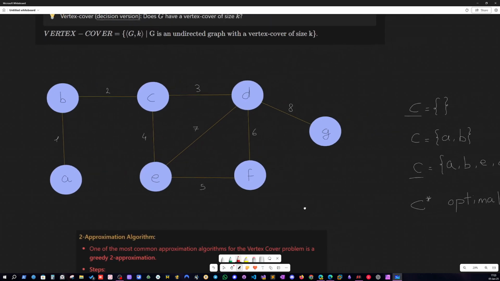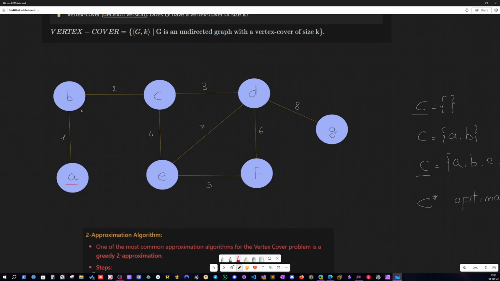And so A, B, E, and D. Well, let's see. Thanks to node or vertex A, we can touch this edge 1. Thanks to vertex B or node B, we can touch the edge 2. Thanks to D, we can touch edges 8, 3, 7, 6. So we cover all this.